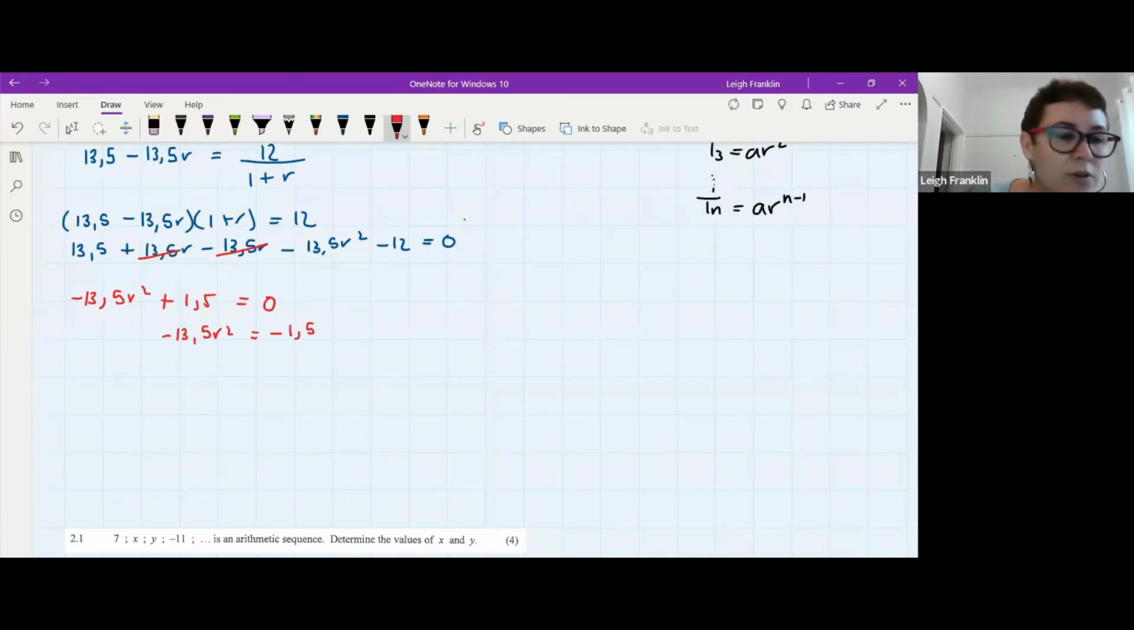Now I'm going to divide both sides by negative 13.5. So everybody, we're going to take negative 1.5 and divide it by negative 13.5. What do we end up with as an answer? Anyone got an answer? 0.11. That's not what I got, Emily, unless I'm wrong.